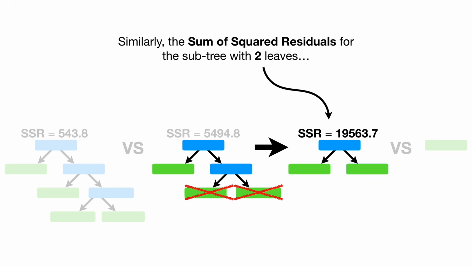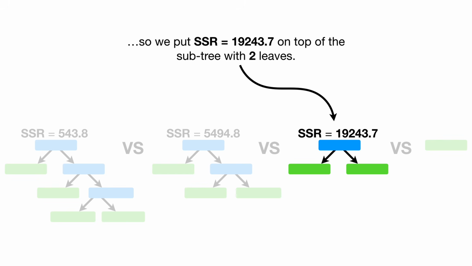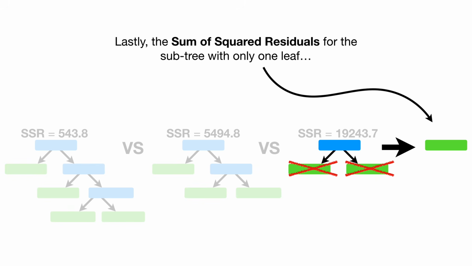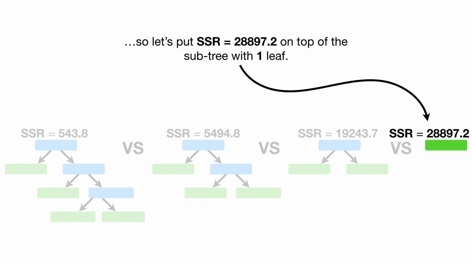Similarly, the sum of squared residuals for the subtree with 2 leaves is 19,243.7. So we put SSR equals 19,243.7 on top of the subtree with 2 leaves. Lastly, the sum of squared residuals for the subtree with only 1 leaf is 28,897.2. So let's put SSR equals 28,897.2 on top of the subtree with 1 leaf.